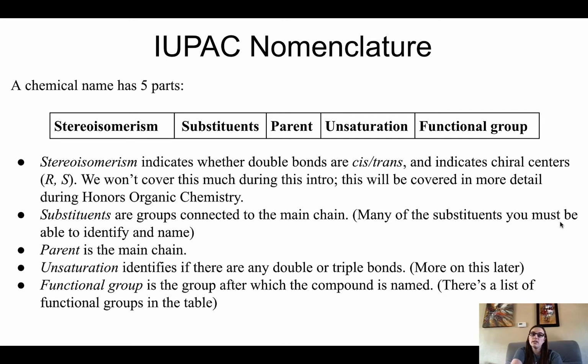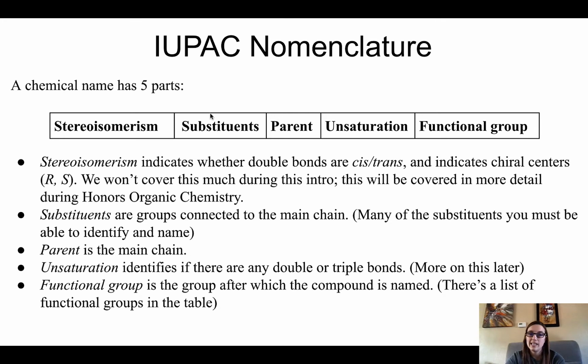So now we're going to really get into nomenclature of organic compounds. So we use what's called IUPAC nomenclature. They are who come up with the naming rules. And so when we look at naming any organic molecule, a name has 5 parts. Some of these parts we will look at, some of them we save more for honors organic. So 5 parts, we have what's called stereoisomerism, substituents, the parent name, unsaturation, and the functional group.